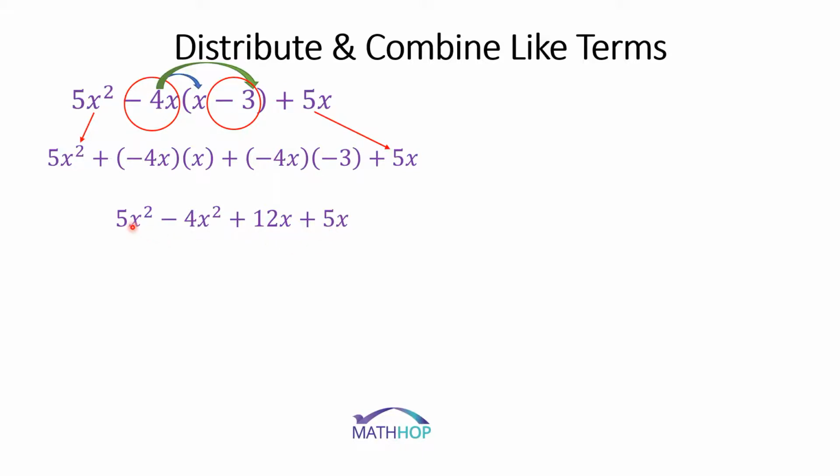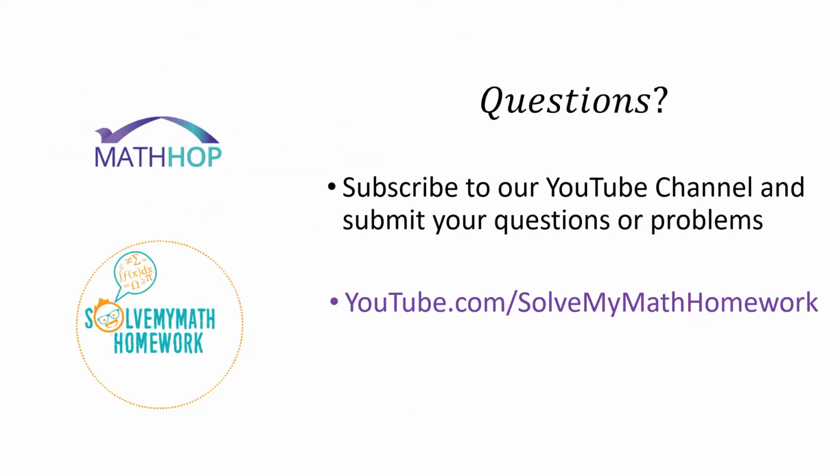Let's clean up our like terms. We have 2 x squared terms that we can combine, and we have 2 x terms that we can combine. So 5x squared. Let's say I have 5 x squareds. You take 4 x squareds from me. I have 1 x squared left. If I have 12 x's and you give me 5 x's, I now have 17 x's. I have x squared plus 17x. That is the distributive property. I know it is the bane of our existence.